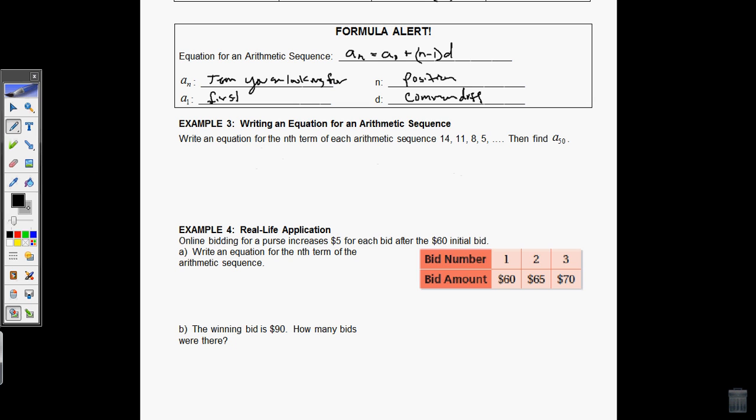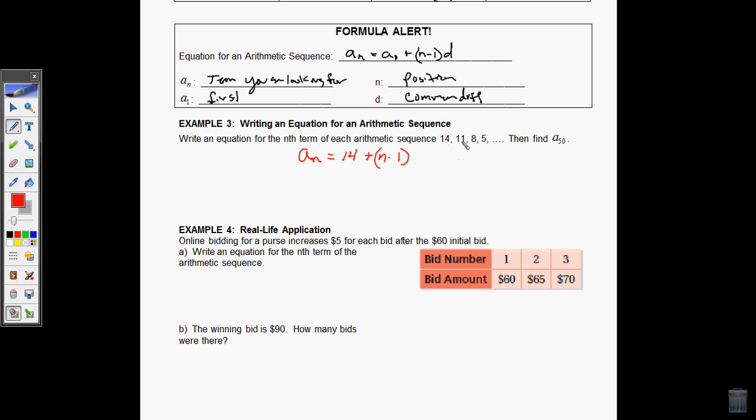Okay, so my equation is going to look like this. Any particular term that I want to find, a sub n, is going to equal the first term of the sequence, a sub 1, which is 14, plus n minus 1 times the common difference. Now that's the tricky part. What's the common difference here?